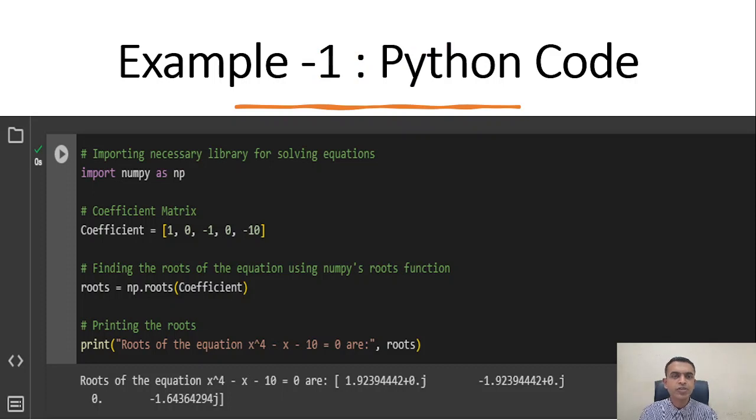When we are solving this using Python code, first we import the necessary libraries, import numpy as np, and then you provide the coefficient matrix as an array. Now you invoke the roots function from np, that is numpy, and you print your roots. As this was the 4th order, we are seeing the 4 roots here. The complex conjugates will become the roots in themselves.